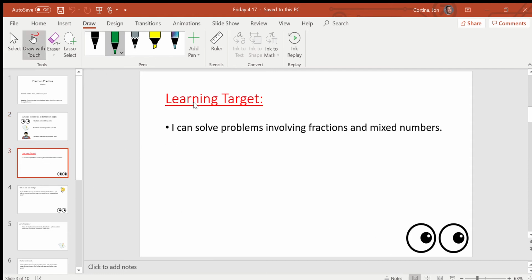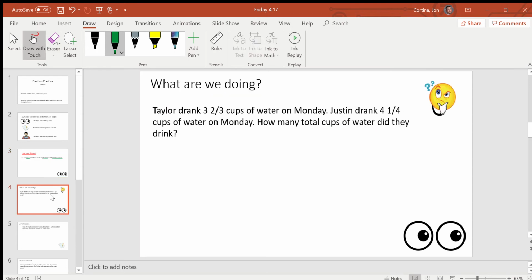Today's target: I can solve problems involving fractions and mixed numbers. Again, this is stuff you've been working on all week. It's just going to be a different format, and it's going to look like word problems. Let's remember our strategy for solving word problems is to mark up the question, create a title, and then solve.